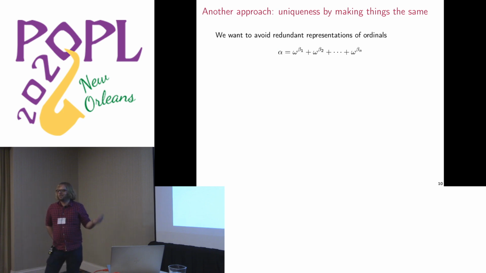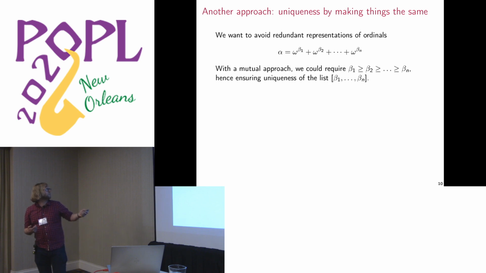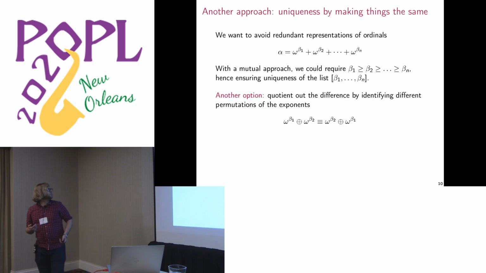But so far, I haven't actually used anything that's cubical in this. Right? I used something that's Agda, because I have these nice mutual definitions, but I haven't used any cubical features. So here's another approach, where we try to force things to be the way that we want them to be, more or less. So we want to avoid this redundant representation. Right? And with the mutual approach, we require that to be given in a certain order. But another option would be to just quotient out the difference. Right? So say that it doesn't matter if you give beta 1 and then beta 2, or beta 2 and then beta 1. But that means that this plus I've used here can't be the ordinary plus, because plus of ordinals is not commutative. Right? So this must be some other operation.